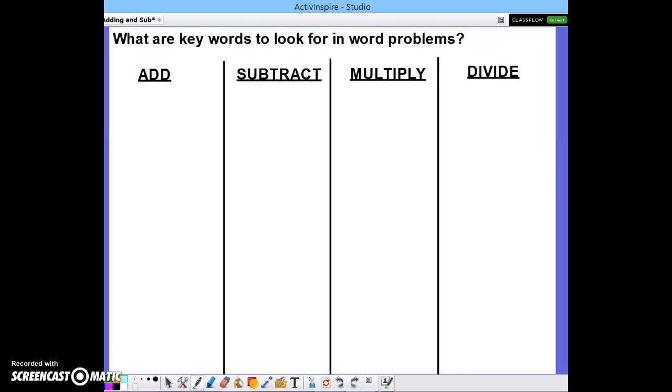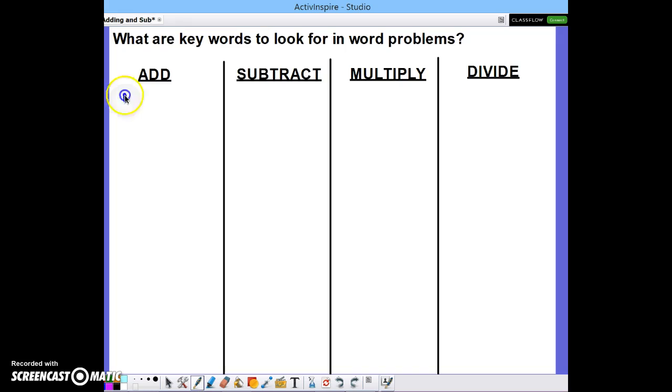Finally, we're going to end on keywords. So it's great knowing how to add, subtract, multiply, and divide, but that doesn't help you if when reading a word problem, we don't know what to do. So we're going to look at a couple keywords, and I want you to fill these in as we go. And I apologize for the writing. My stylus is not super accurate.